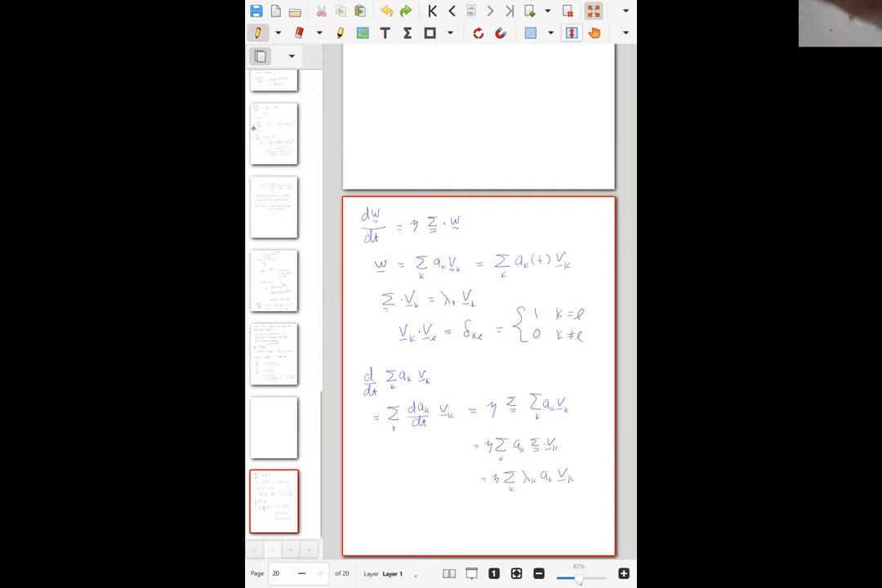So what we're going to do is use these orthogonality relationships. We can dot both sides with vl, and when we do that, we get dal/dt, the expression for the independent coefficients, equals eta lambda l al. And what this rule then does is pick out the eigenvectors with the largest eigenvalues. It chooses the eigenvector.